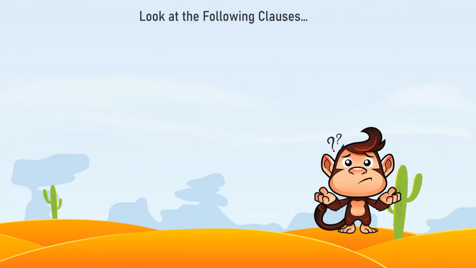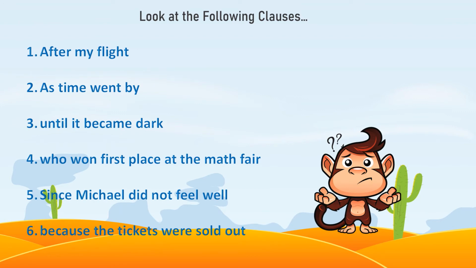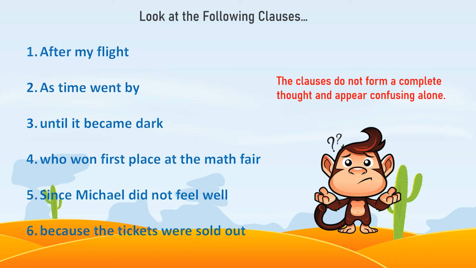Let's have a look at the following clauses. After my flight, as time went by, until it became dark, who won first place at the math fair, since Michael did not feel well, because the tickets were sold out. The clauses do not form a complete thought and appear a bit confusing alone.